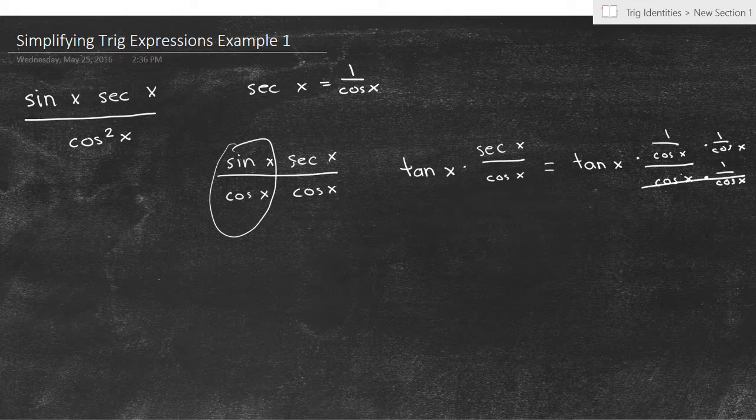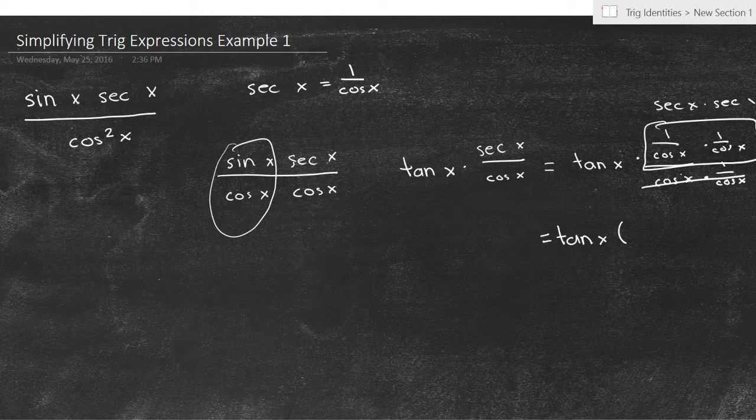And then what I notice immediately is that both of these are secants. Okay, so now we're left with tangent of x multiplied by secant of x times secant of x. Well, that's just secant squared of x. Alright, that's looking pretty good.